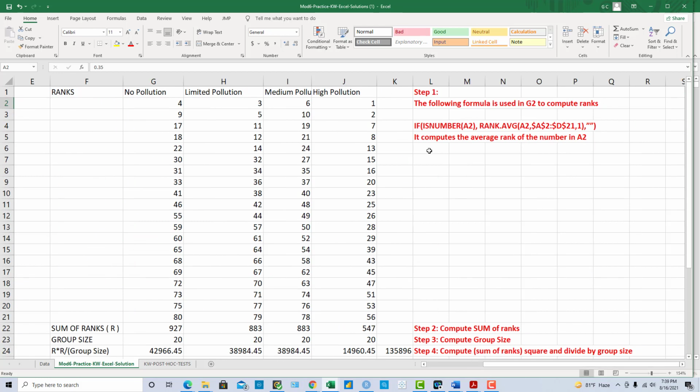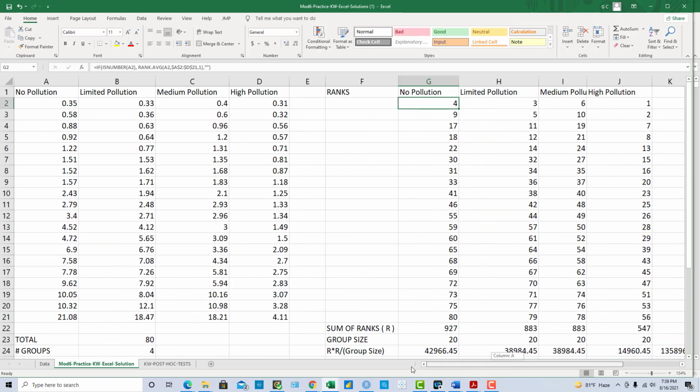So how do we do that rank order in step 1? We use a formula. That formula is equals IF(ISNUMBER(A2), RANK.AVG(A2, $A$2:$D$21, 1), ...). So what we are doing here is that we will get this. If I look at this formula here for G2, this is the formula.